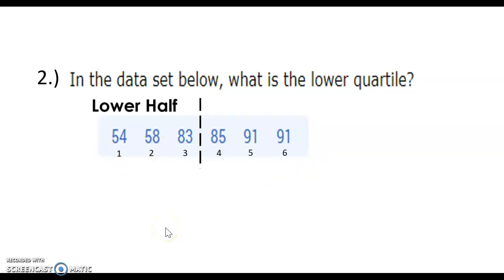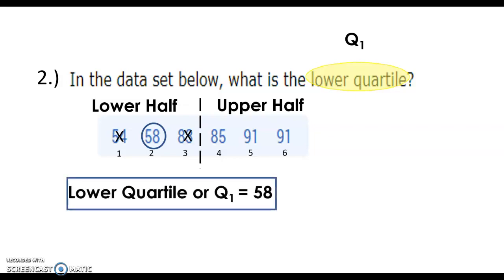We're looking for the lower quartile. So since we're looking for the lower quartile, we're going to look to the left, which is the lower half. We're looking for Q1, and I cross out my 54 and 83, and the number in the middle is 58. Therefore, Q1 or the lower quartile is 58 in this particular example.